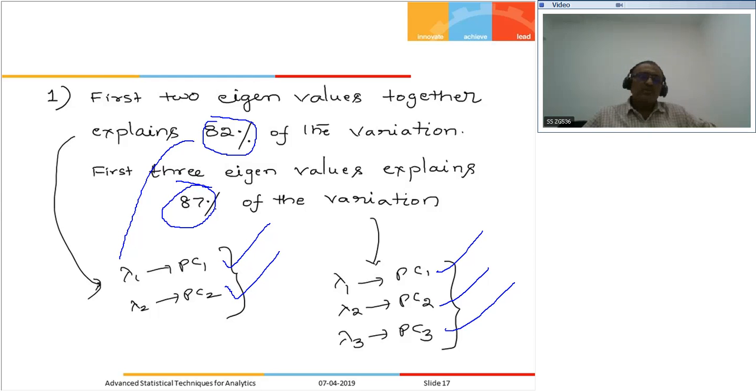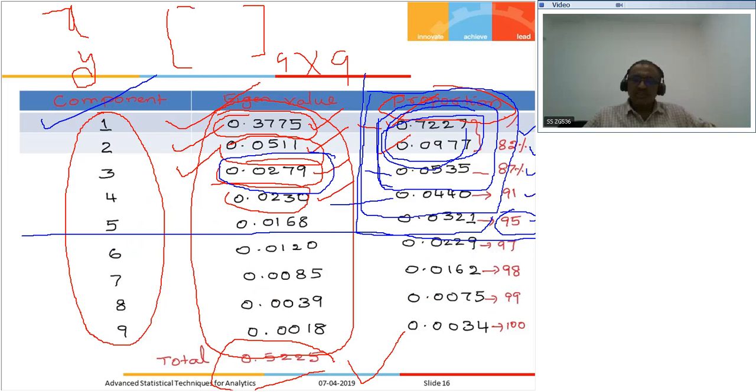So that's why I took 87% and 82% from this only. The first two eigenvalues are two features if I consider. These two are contributing 82%, and these three are contributing 87%. Now this is nothing new.